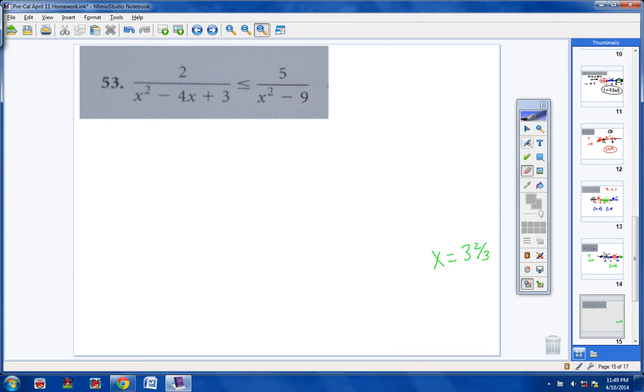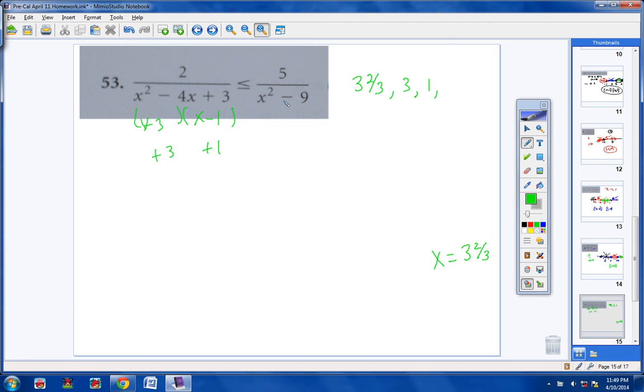Now the other critical values will be pretty simple to find. If we remember, the factorization for this denominator was x minus 3, x minus 1. So what would make this denominator undefined? Well, a positive 3 would make it undefined, and a positive 1. So there's some more critical values.